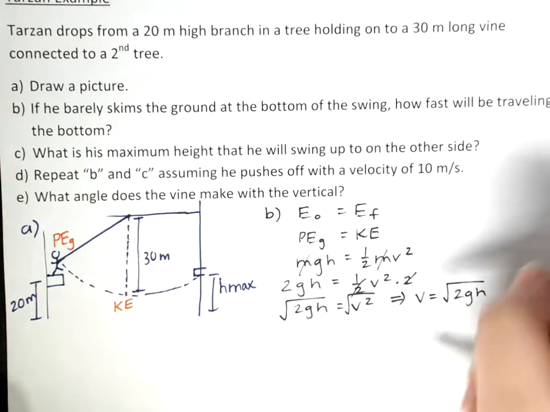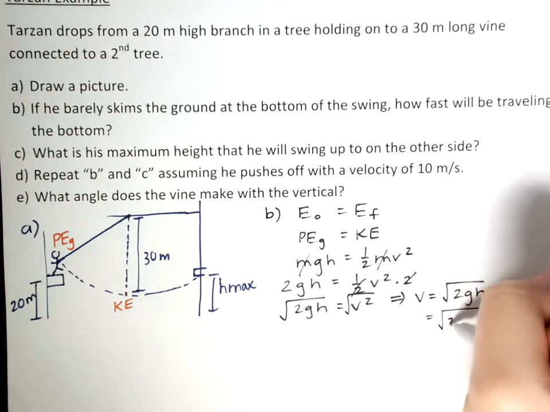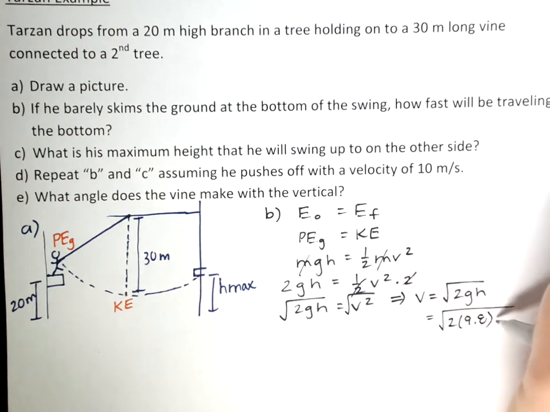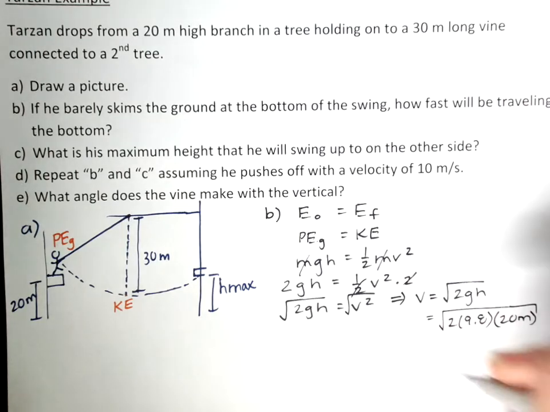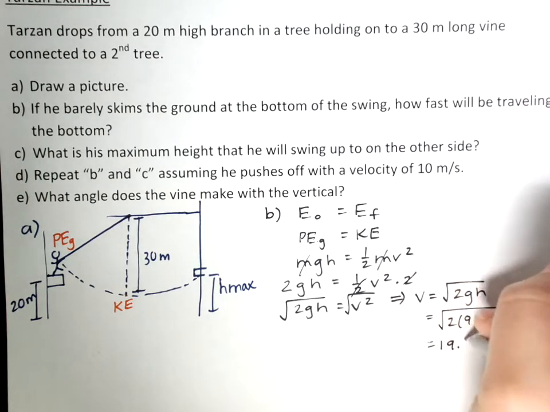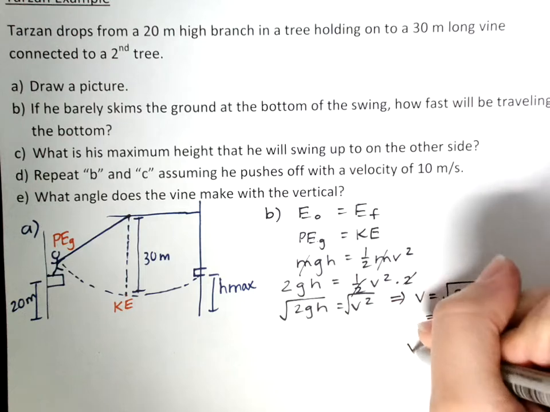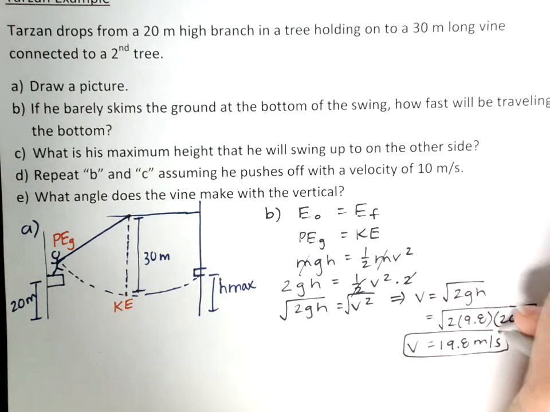We can plug in our knowns. We know that gravity is 9.8. We know that the height that he starts at is 20 meters high. When you plug that in your calculator, you should get 19.79. So rounded up, you get 19.8 meters per second. Great. Let's move on to C.